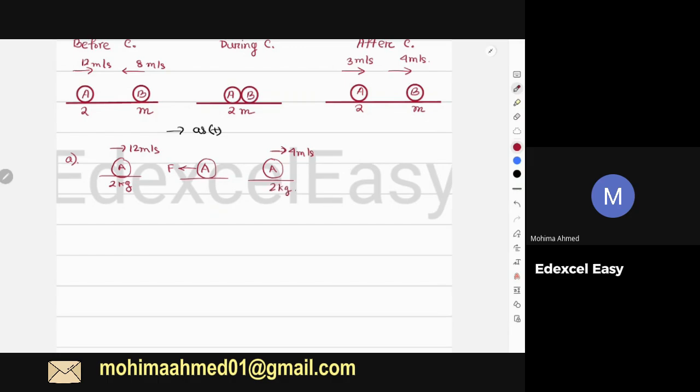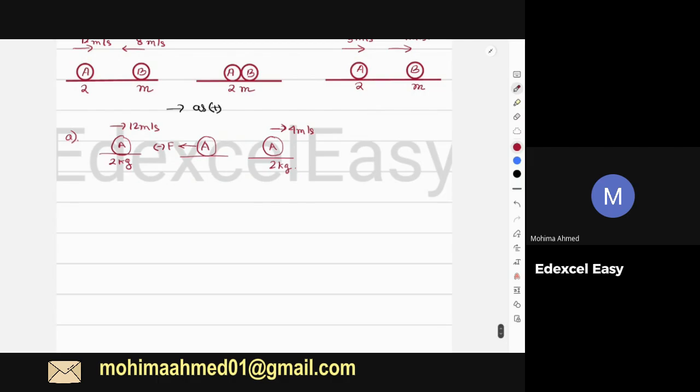Now, in this situation, I'm taking the direction towards the right as positive, and before and after the collision, particle A was always moving towards the right. Only a force of F newtons in the negative direction acts on particle A. That means the impulse will also be in the negative direction. So after the calculation for particle A, you're going to get the value of the impulse in the negative direction, because force and impulse are always in the same direction.